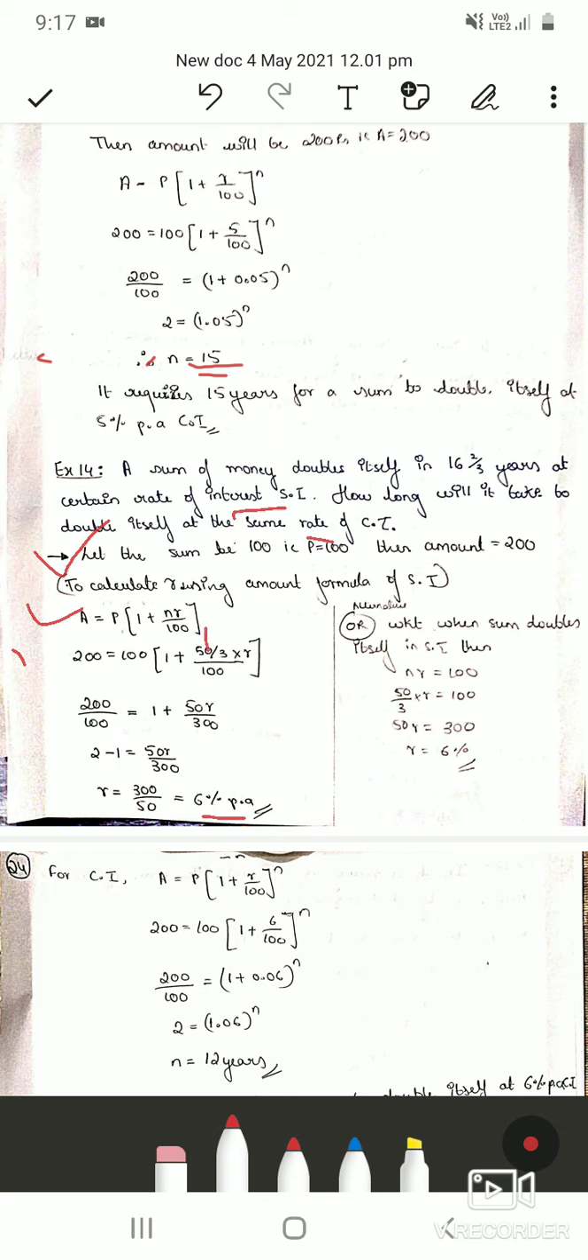So this is 50 by 3 because n is 16 and 2 by 3, so it is 16 into 3 is 48, so 48 plus 2 is 50, so 50 by 3. So this 3 will go to the denominator, it will be 300. If you want, you can calculate in terms of decimals also, you will get the same answer. So R is 300 by 50, which is 6% per annum.